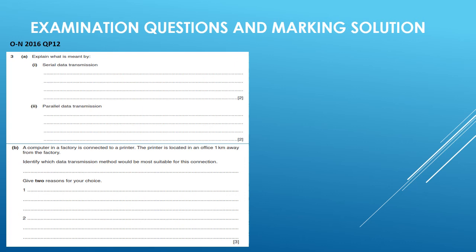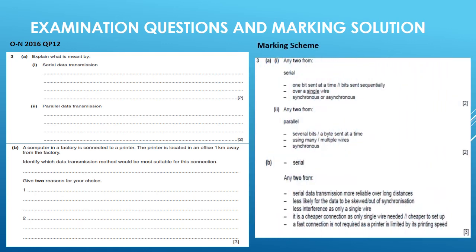So you need to write about the serial data transmission, how data is being transmitted in serial data transmission and in parallel data transmission. Let's see the B part. A computer in a factory is connected to a printer. The printer is located in an office 1 kilometer away from the factory. Identify which data transmission method would be most suitable for this connection. And you need to give 2 reasons for your choice. Okay. I hope the question is quite understandable.